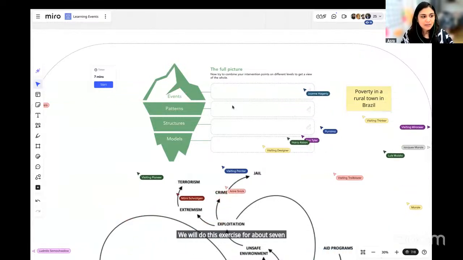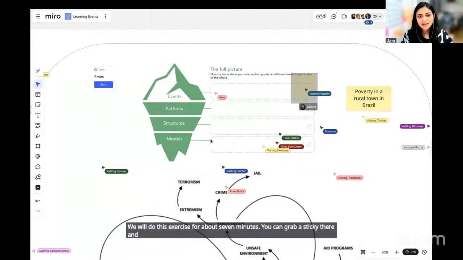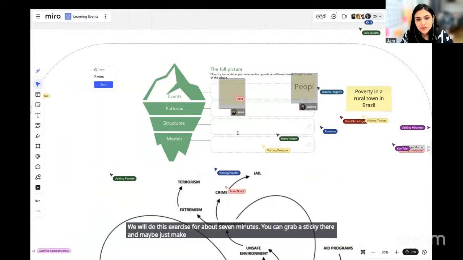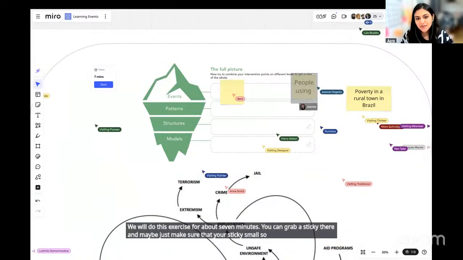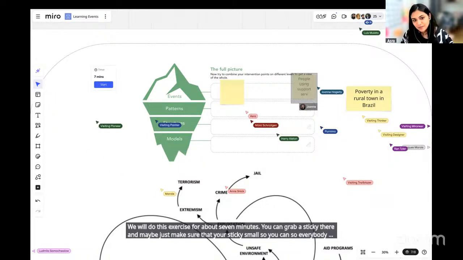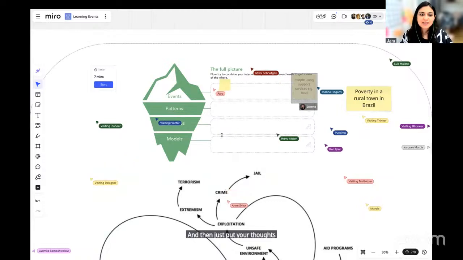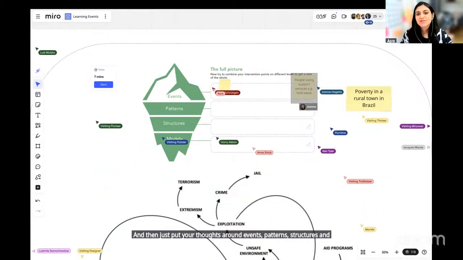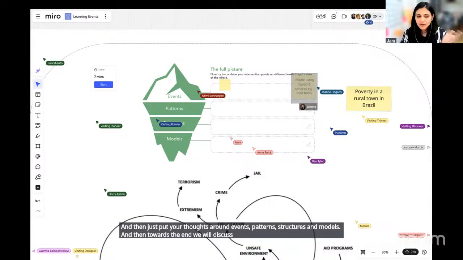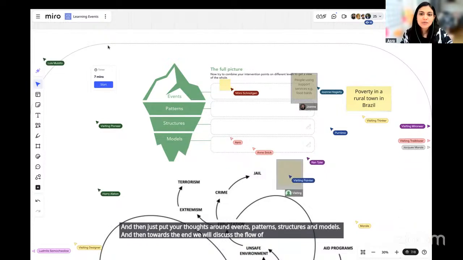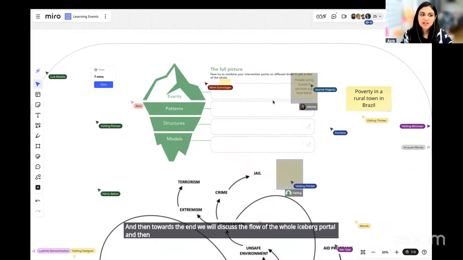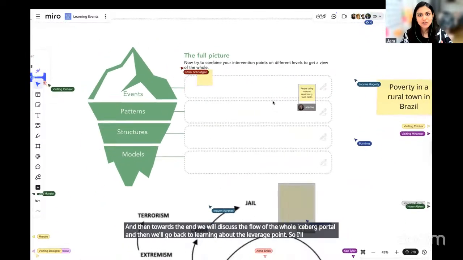You can grab a sticky there and maybe just make sure that your sticky is small so everybody can put that in there. And then just put your thoughts around events, patterns, structures, and models. And then towards the end, we will discuss the flow of the whole iceberg model, and then we'll go back to learning about the leverage points. So I'll start the timer for all of us now.